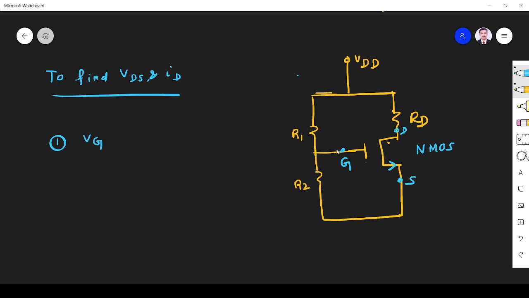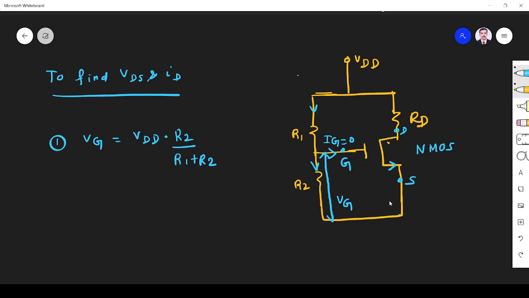So we know in a MOSFET the gate is insulated, so it won't allow any current. So IG is 0, and the current through this branch is 0. Whatever current comes here will go here. So the current is the same for these two resistors, so the resistors are in series. So I am applying the voltage divider rule to get the voltage at the gate terminal. This is VG. VG is nothing but the voltage across R2. So VG is total voltage into the corresponding resistor divided by total resistance. So this is VG.